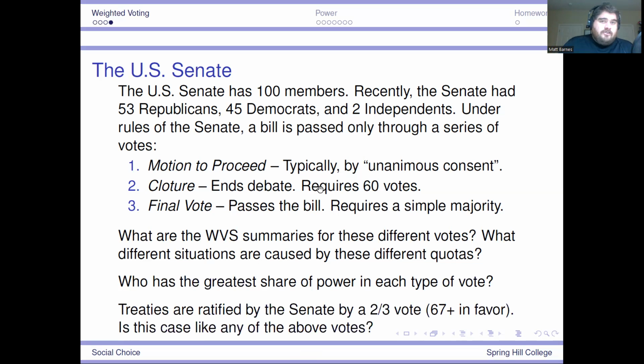Now, there is also a situation in the Senate where you can have a treaty, and that has to be ratified by 2/3 of the vote. So that is 67 senators or more in favor. If you do a weighted voting system for this, is that similar to any of these up here, especially with our weights of 53, 45, and 2? Can you see any similarities there? So take a minute, answer these questions for yourself, see if you can come up with it.